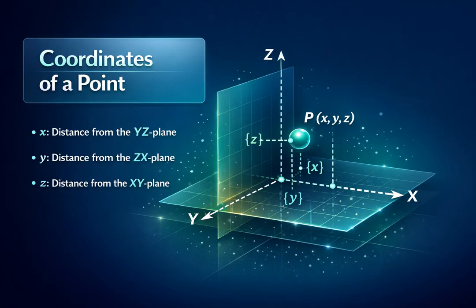A point P in space has three coordinates, x, y, z. The x-coordinate is the perpendicular distance from the yz plane. The y-coordinate is the perpendicular distance from the zx plane. The z-coordinate is the perpendicular distance from the xy plane. Together, these three numbers uniquely determine the point's position in space.